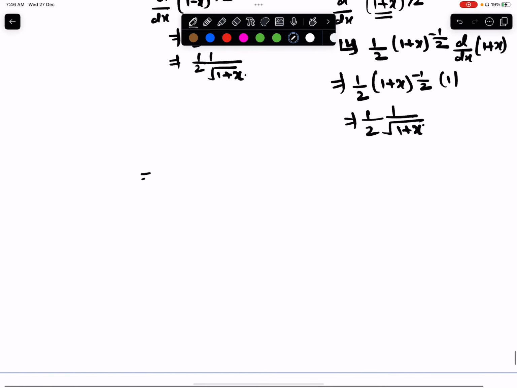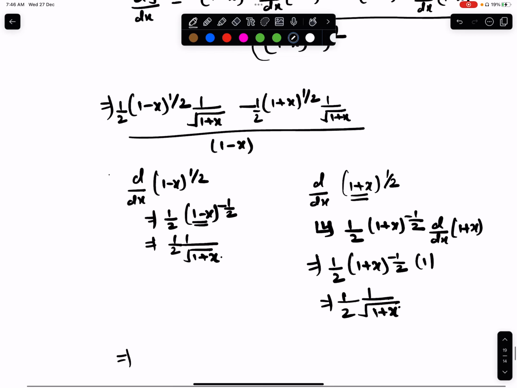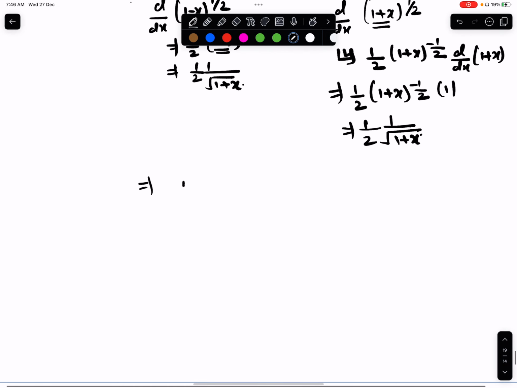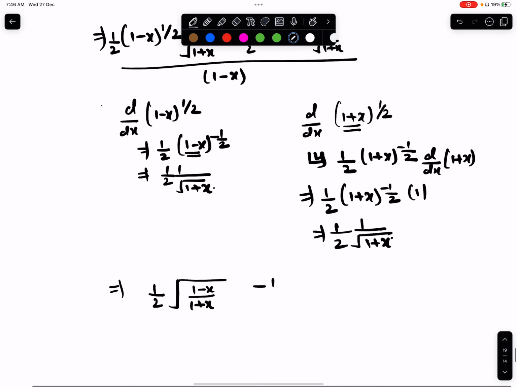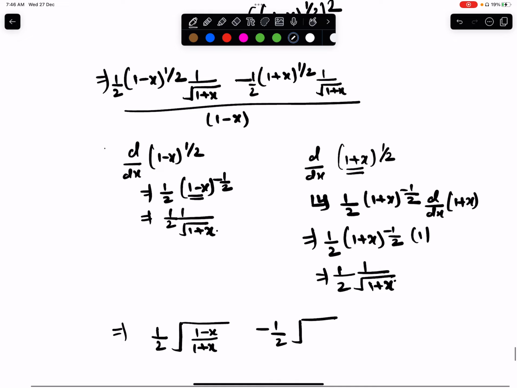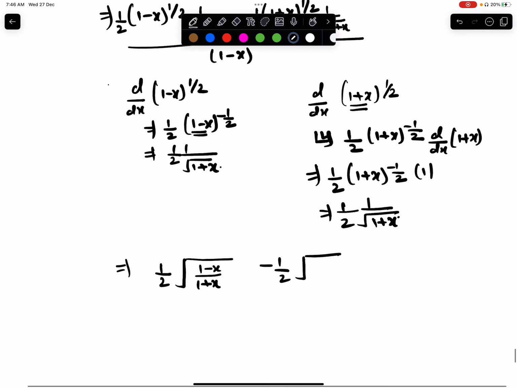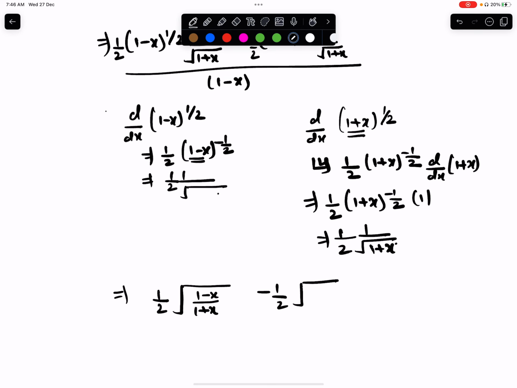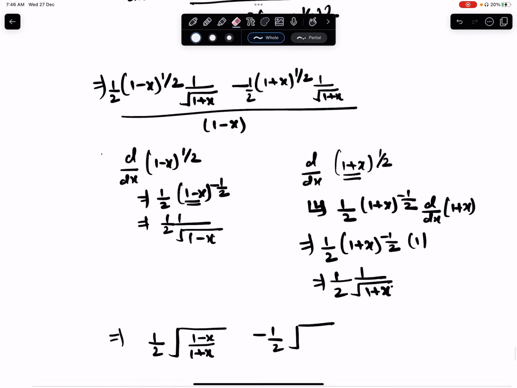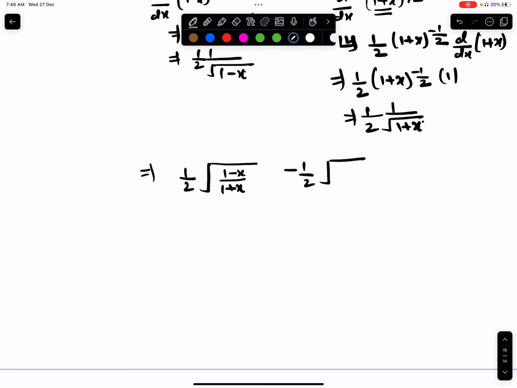We can write it as (1 − x) raised to the power 1 by 2. This is 1 by 2 under root of (1 − x) by (1 + x), minus 1 by 2 under root of (1 + x). This will be (1 + x), we will write it as (1 − x). This is 1 by root (1 − x), minus 1 by 2 root of (1 + x) by (1 − x), divided by (1 − x).